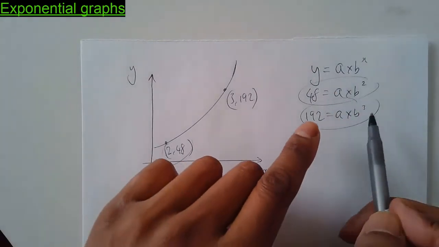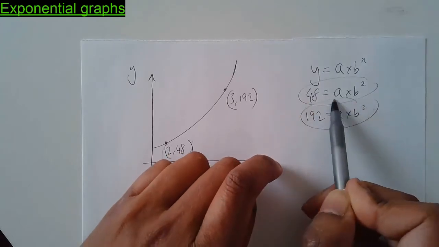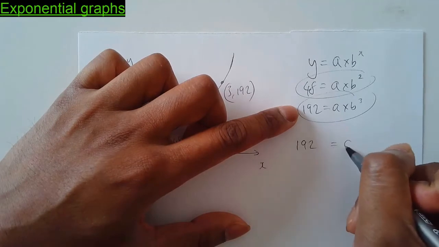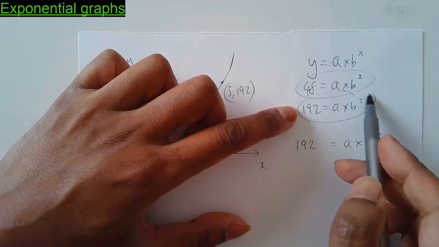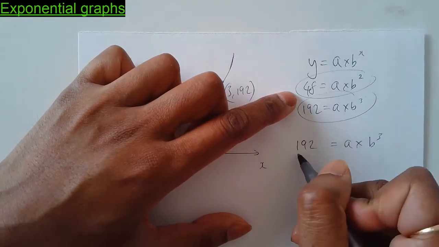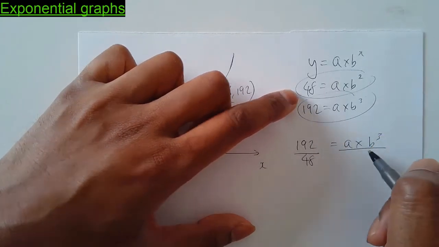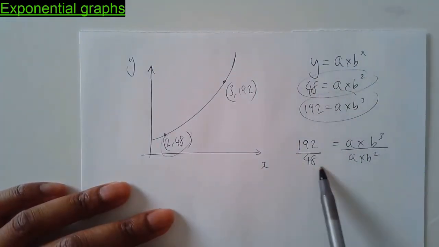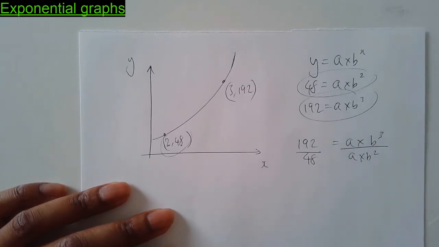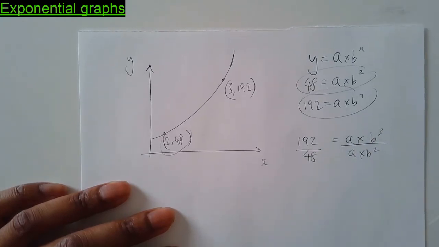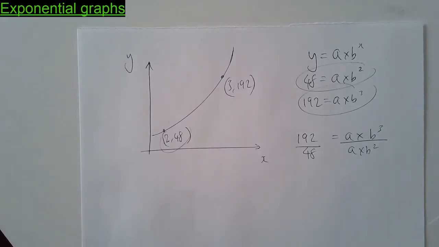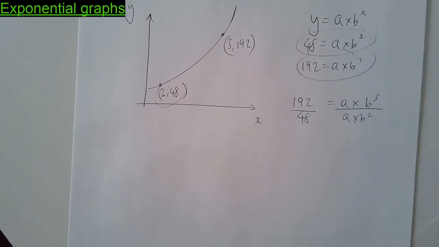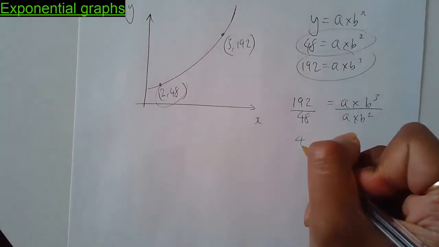So what we'll do now, I'm going to divide all of that with this. Watch. All of that with all of this there. So that equation there is all over here, and that one there is right at the top. So what I do now, 192 divided by 48 is 4.